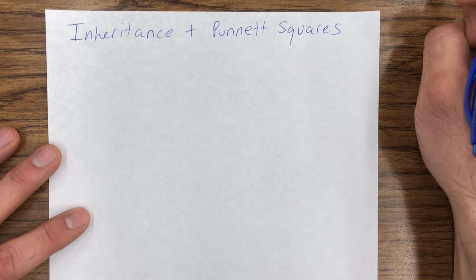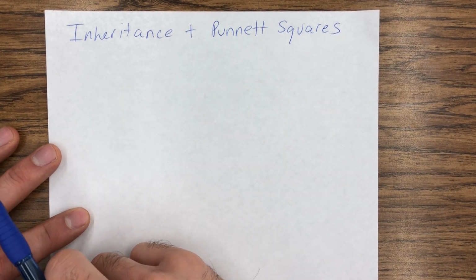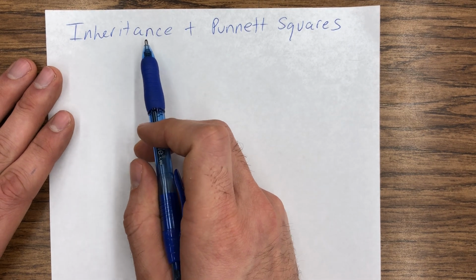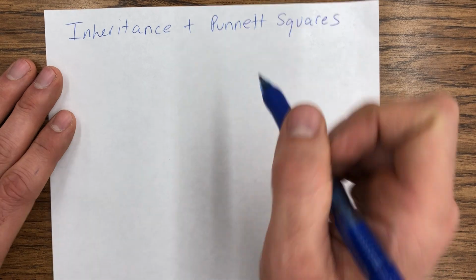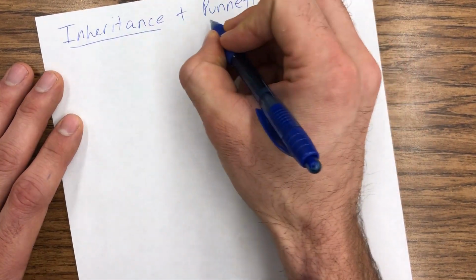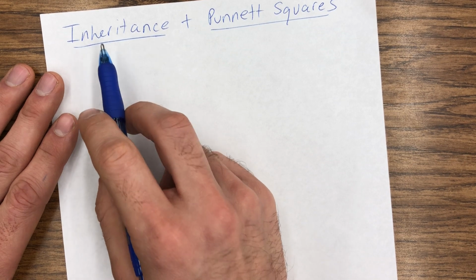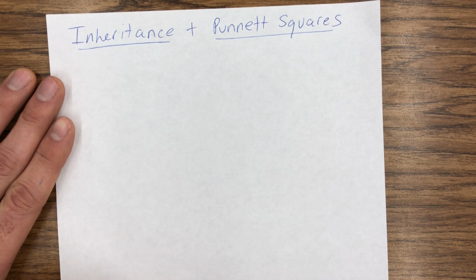From here, we're going to talk about inheritance and Punnett squares a little bit more. Inheritance is just how genes are passed on from parent to offspring, and Punnett squares are a tool to study those patterns of inheritance and how genes are actually passed on. So we're going to investigate that a little bit today.